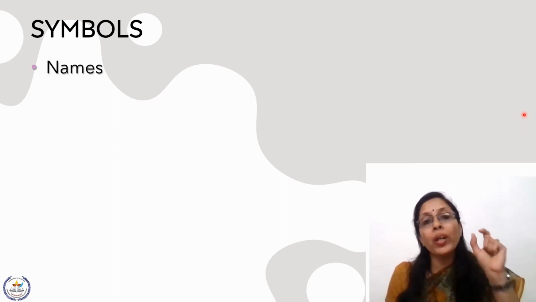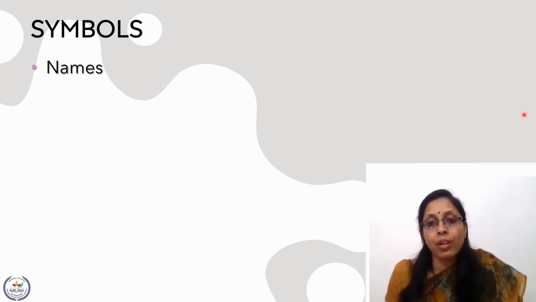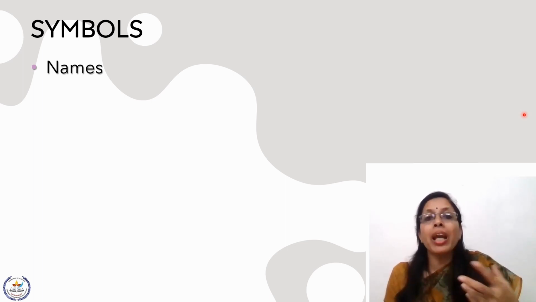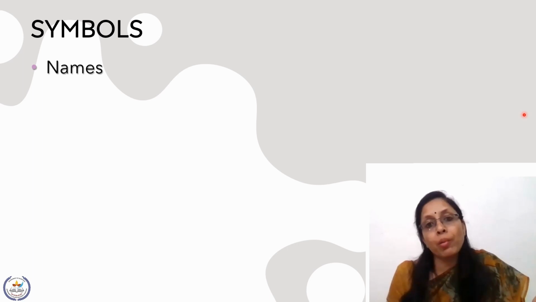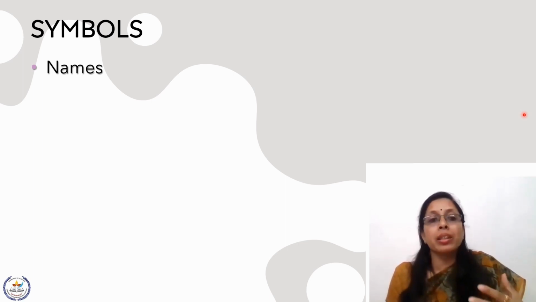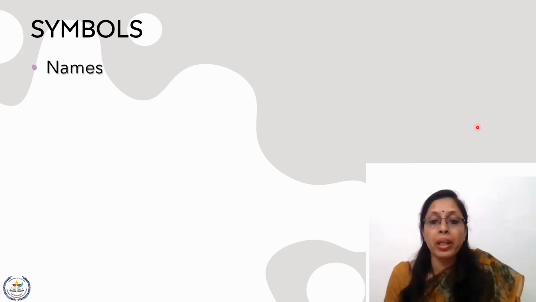Then Squealer has negative associations. A squealer is a person who squeals on people. And finally, we have Moses, the biblical prophet who receives the 10 commandments from God. So we have all these names which are symbolic in the novella.